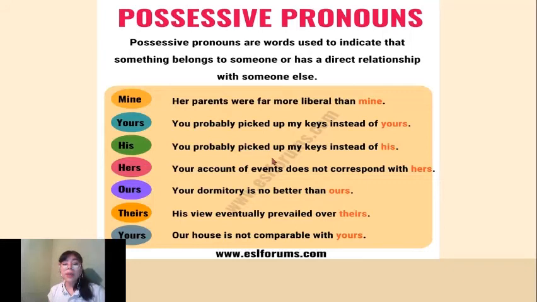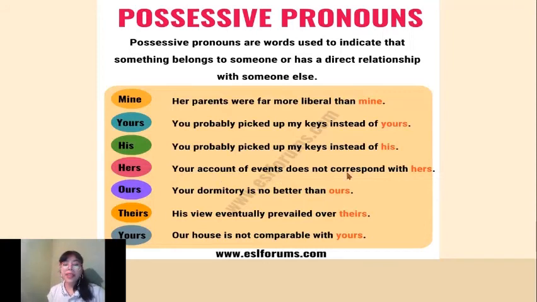His. You probably picked up my keys instead of his. So here again, we're talking about keys. We already know we're talking about keys, so we're not going to repeat the word keys again and again. Instead of writing, you probably picked up my keys instead of his keys, we're not going to use the word keys twice. That's why we use the possessive pronoun, because we already know that we're talking about the keys that belong to him.